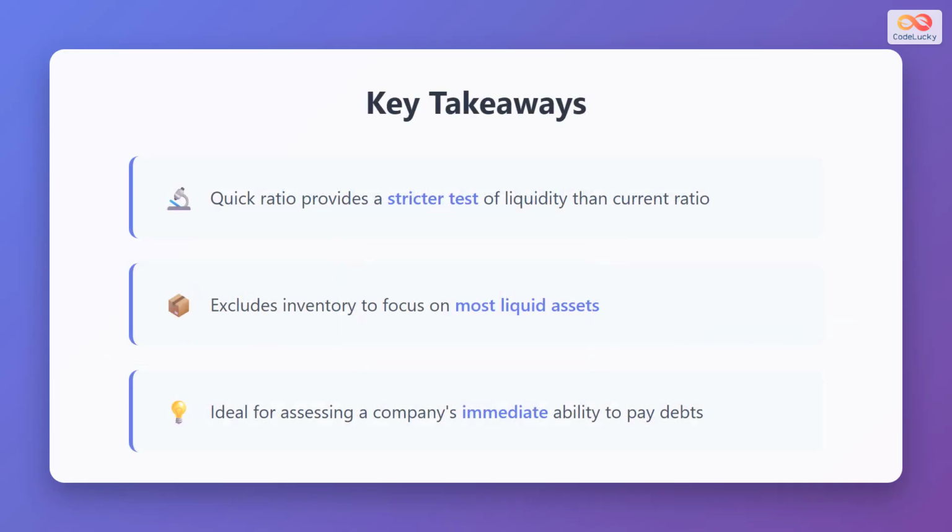Let's recap the key points. The quick ratio provides a stricter test of liquidity than the current ratio by excluding less liquid assets. It excludes inventory to focus only on the most liquid assets that can quickly be converted to cash. This makes it ideal for assessing a company's immediate ability to pay debts without relying on inventory sales. The quick ratio is an essential tool for investors, creditors, and managers who need to evaluate short-term financial health.